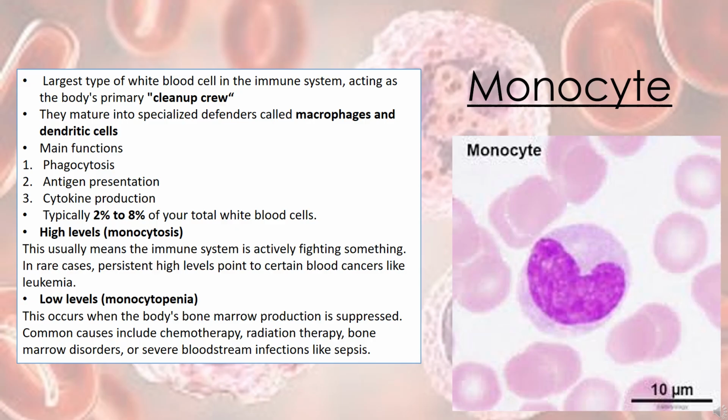Low levels, monocytopenia, below 0.2 times 10^9/L. This occurs when the body's bone marrow production is suppressed. Common causes include chemotherapy, radiation therapy, bone marrow disorders, or severe bloodstream infections like sepsis.